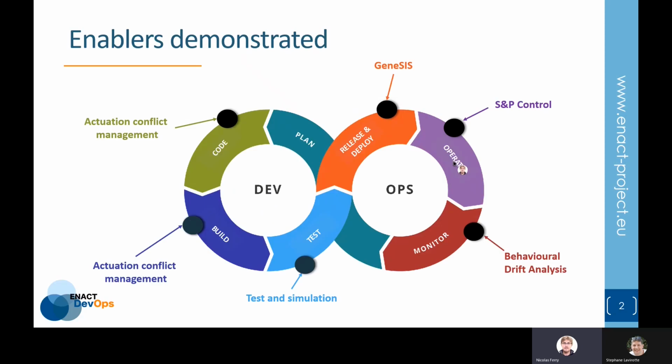So let's start with this demo. You will see a set of enablers being demonstrated as part of this demonstration. First, user actuation, conflict management, test and simulation, Genesis, security and privacy control, and behavioral drift analysis enablers.